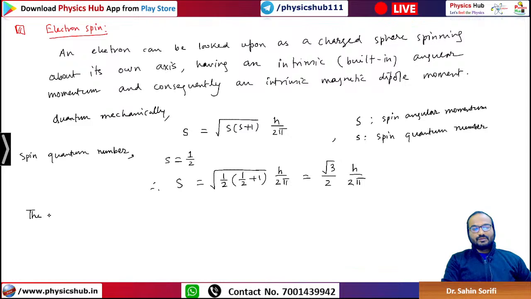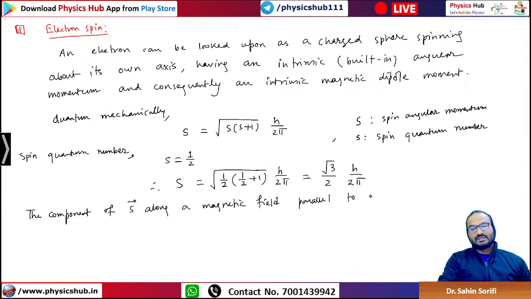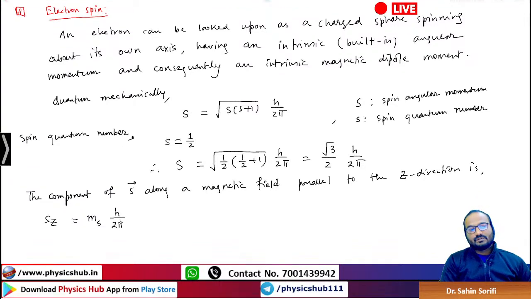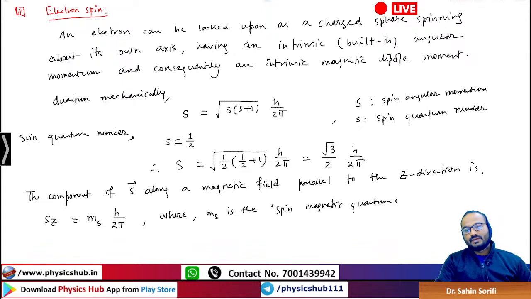Now, we can similarly have the component of S along the field direction. The component of S along a magnetic field direction, which is parallel to the z direction, is Sz. This will correspond to a magnetic quantum number ms into h by 2 pi. So, things will be very similar. If you have understood the orbital one, for the spin you just have to draw the analogy, where ms is the spin magnetic quantum number.